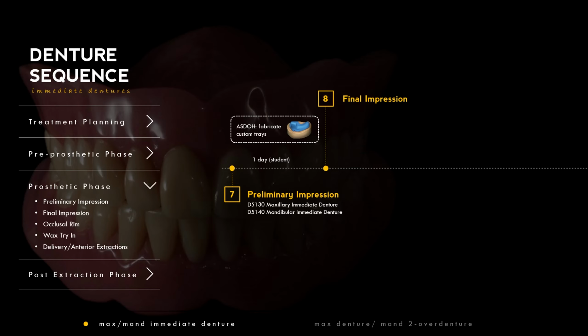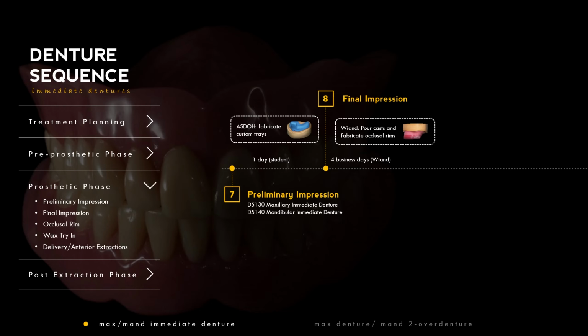So next is the final impression, where you'll border mold and make your PVS impression. And once that's done, you can send this to the lab to Wyan to have it poured and have your rims made. If you choose to do that, that's about 4 business days from the make it.